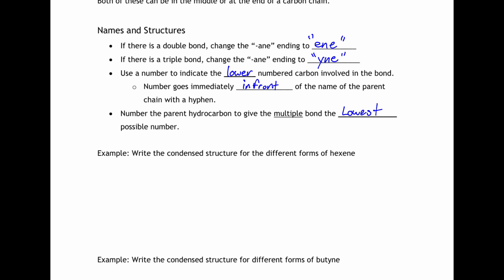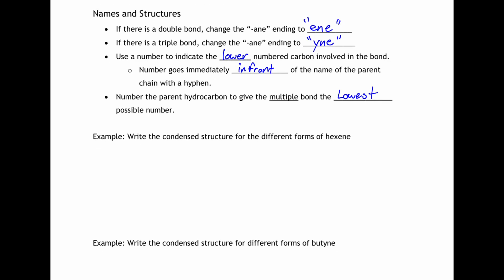All right, so we're going to try to write the structure for the different forms of hexene. So hexene is going to have a double bond in it. So where can we put the double bond? We can put it almost anywhere. And so we're going to figure out how many are going to be isomers, right? How many are going to be different and not just repeats of the same thing. So let's put it at the beginning.